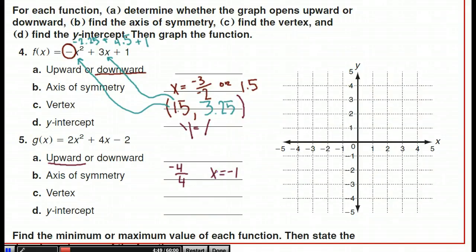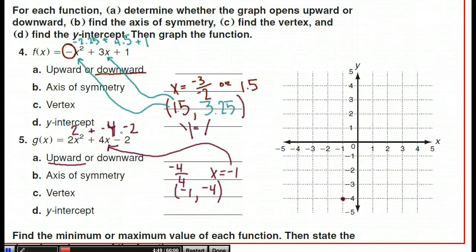The vertex then, if I put a negative 1 in for my x's, is going to be 2 times 1 squared, negative 1 squared, which is 1, plus 4 times negative 1 is negative 4. It's an ugly 4. Minus 2. So 2 plus negative 4 is negative 2, minus 2 is negative 4. So negative 1, negative 4 is the vertex. So here we're at negative 1, negative 4. My vertex is down here.